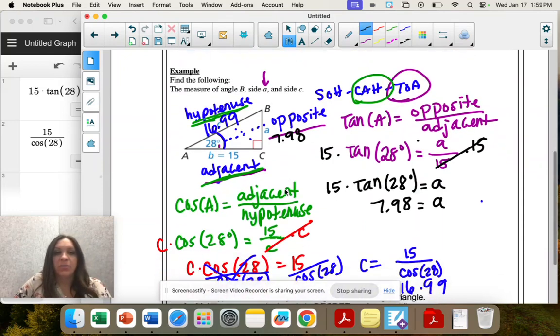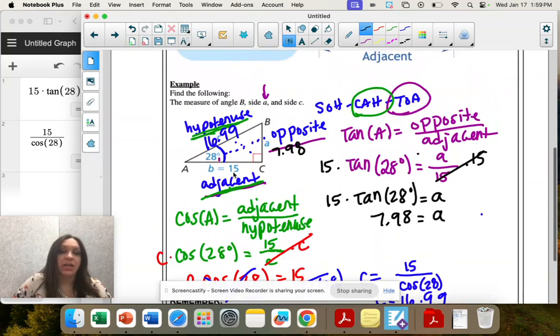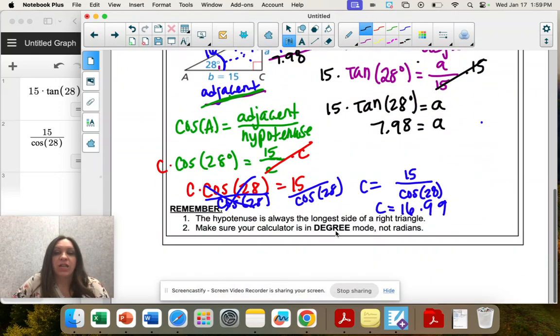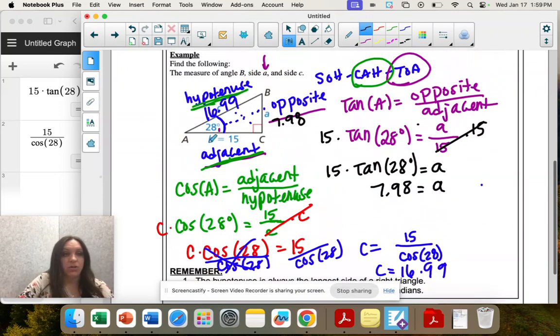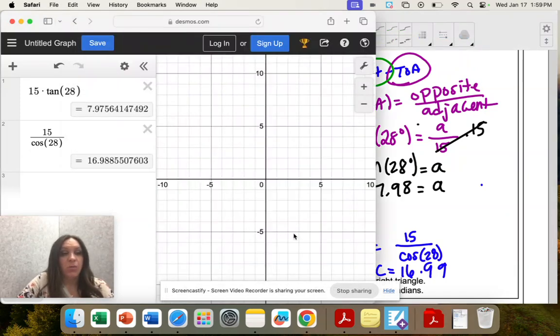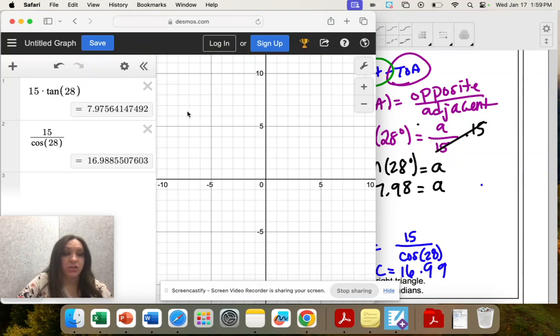I know we're not there yet, but I'm going to hit this. The hypotenuse is always the longest side of a right triangle. So when you're doing your work, I can see 16.99 is the greatest. It's the longest side, so I'm probably doing this correctly. And the other reminder: make sure your calculator's in degree mode. Notice how I checked it both times I put my answer in. When you open a new Desmos tab, it automatically starts in radians. You have to change it to degrees so you're not getting the wrong answers.